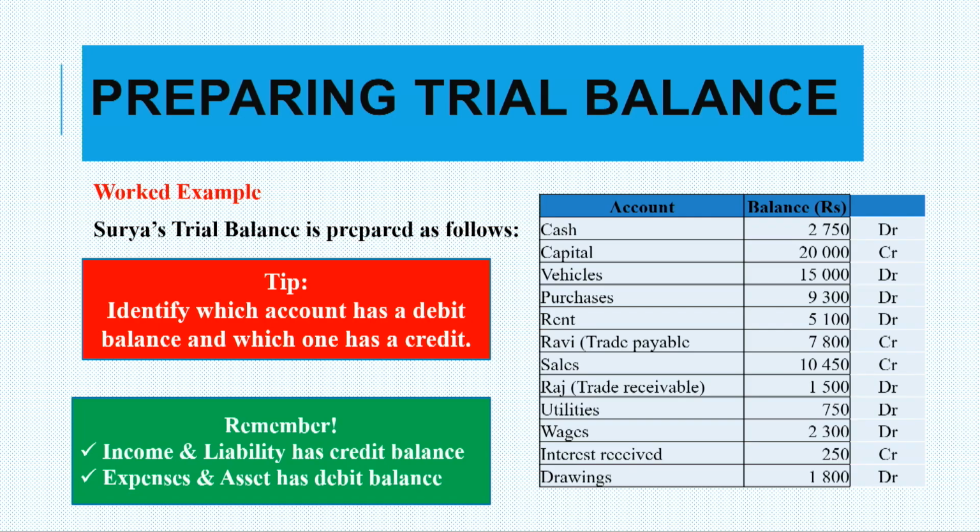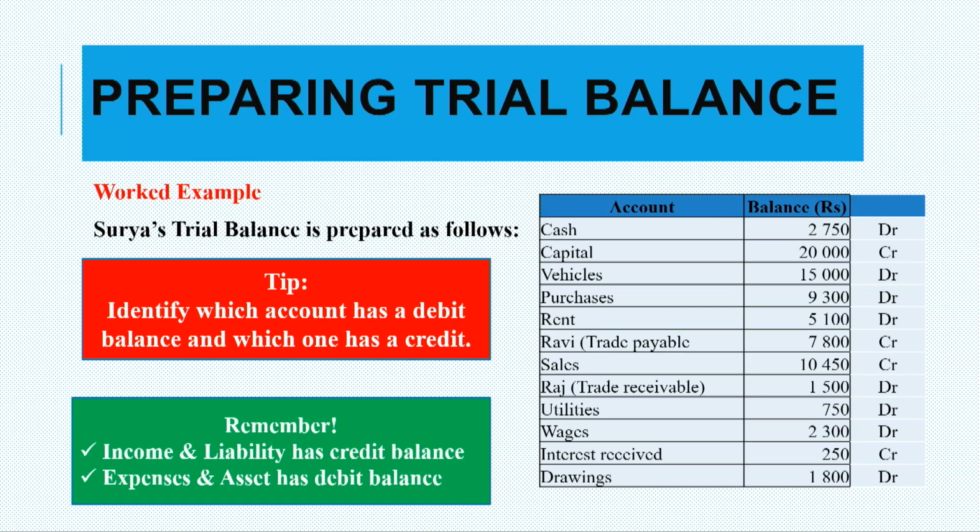Vehicles is an asset. It will have a debit balance. We write debit. Purchases is an expense. Therefore, we write debit next to it. Rent, again, is an expense. We write debit next to it. Ravi, who is a trade payable, that is, the business owes him money, we write credit next to it. Sales, which is an income, we write credit next to it.